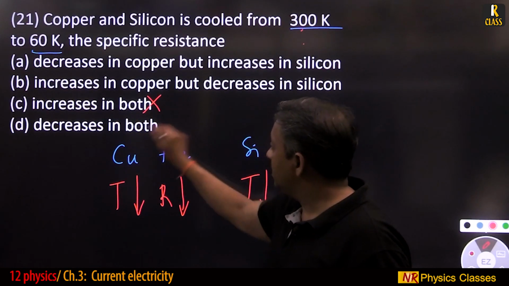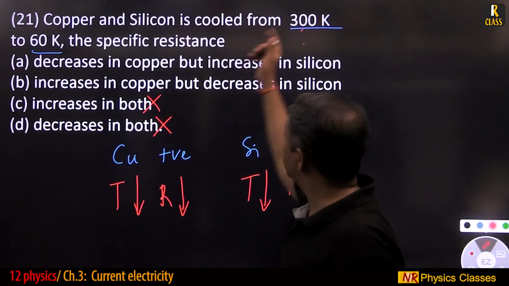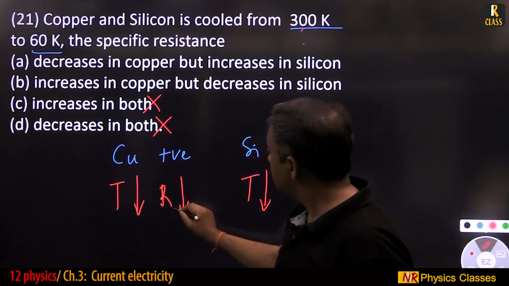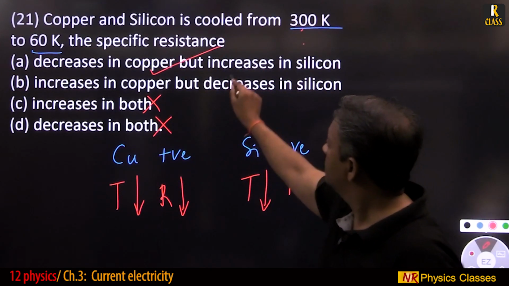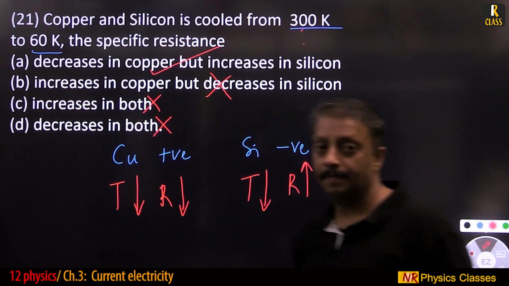Increases in both? Decreases in both? No. Decreases in copper. It's mentioned cooled. When it is cooled, resistance decreases. So it decreases in copper, and increases in silicon.